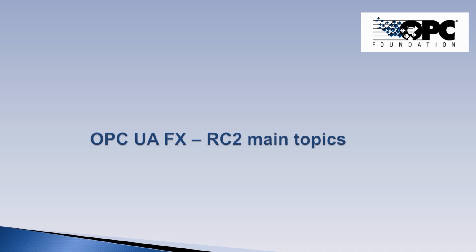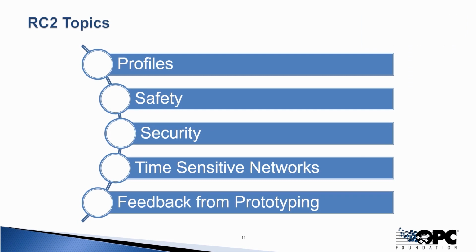So what I've told up to now is mostly covered in RC1 and the RC1 specification. So what is our current focus for RC2? Actually, it consists of 5 main topics: profiles, safety, security, time-sensitive networks, and last but not least, we will include feedback from prototyping, which is really valuable to improve our specification.